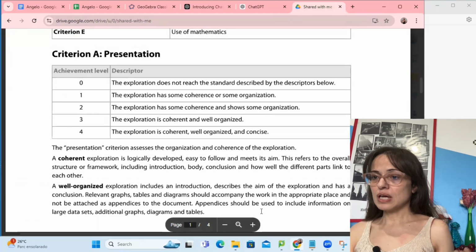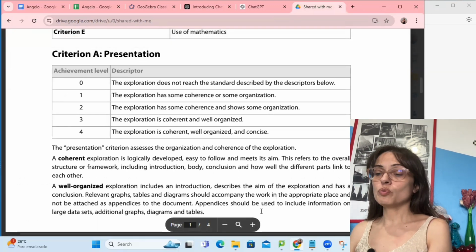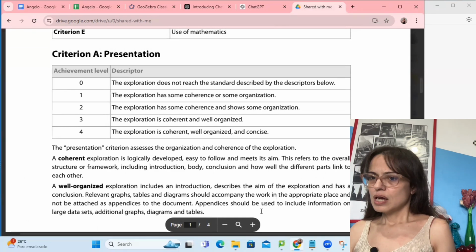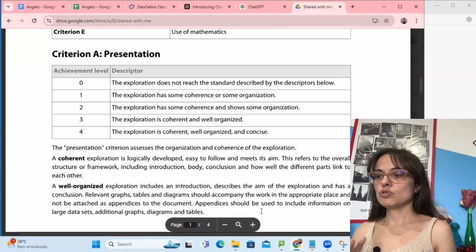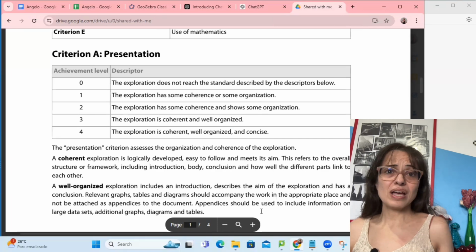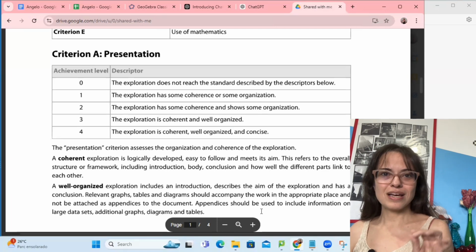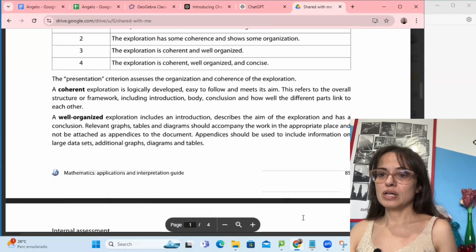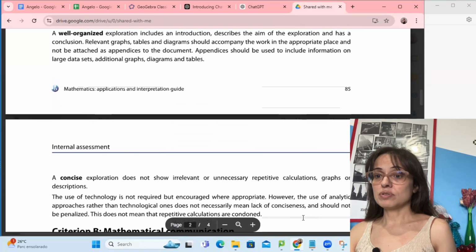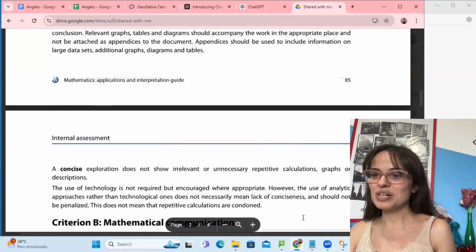Relevant graphs, tables, and diagrams should accompany the work in the appropriate place. Yes, I've done that. And not be attached as appendices to the document. Appendices should be used to include information on large data sets, additional graphs, diagrams, and tables. I don't have any of that. My only table is like just one page, so it is attached in the proper place that it should be. So I am well organized. I am definitely concise. I am only 7 pages short.